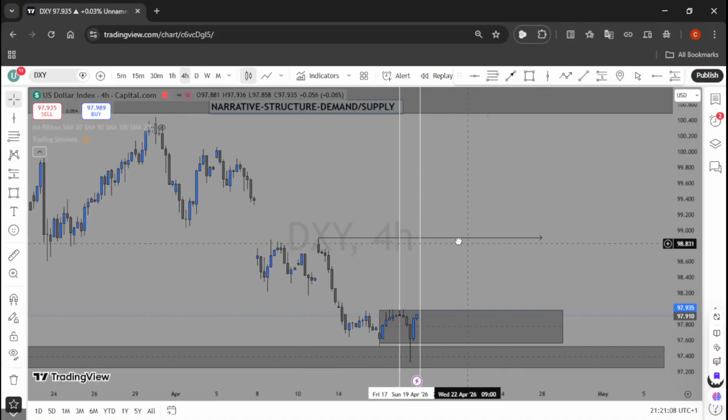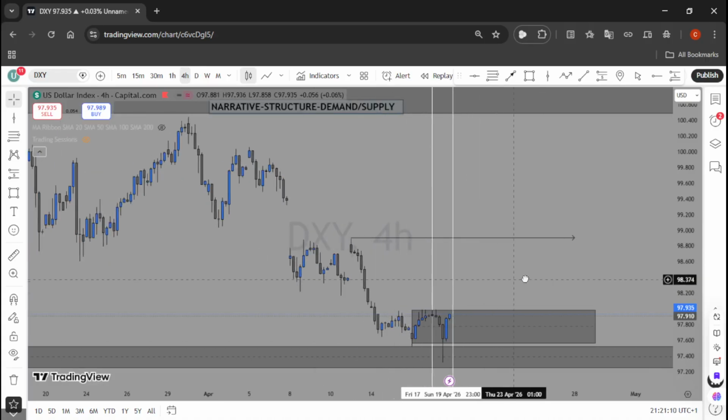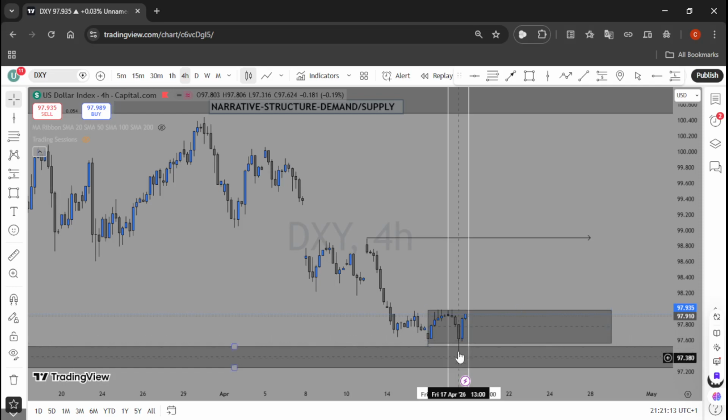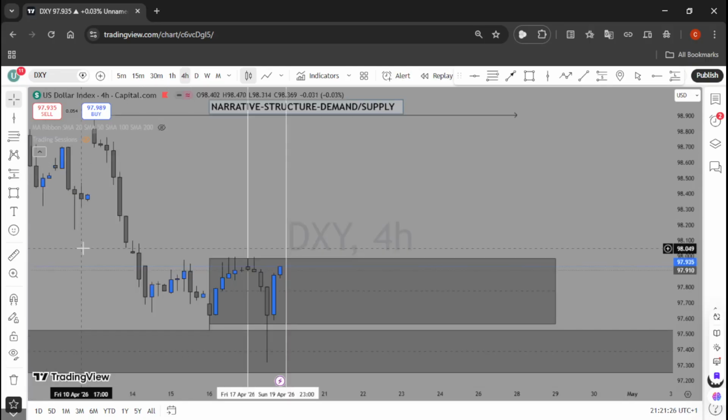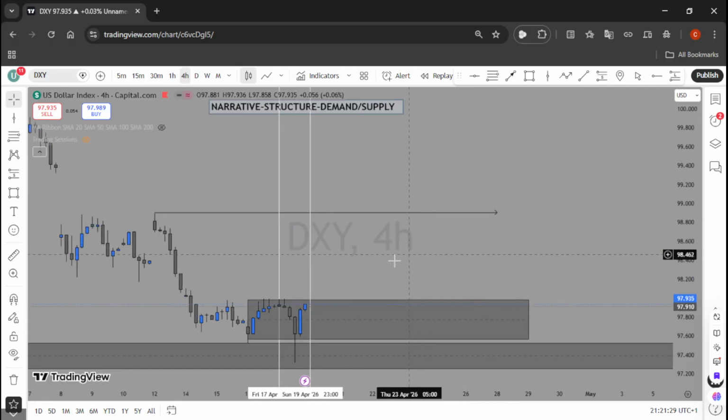So this is the 4 hour. We have this pretty long rejection from the candle, and the next candle closed above it. Look at the way the candle closed. It closed very strong, very bullish. So we have institutional buyers in the market here, and price slightly closed above the previous day's open, above the day's open and above the previous day's close, which signals the strength of buyers.